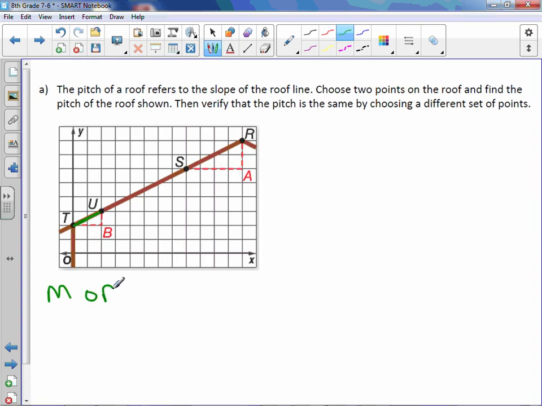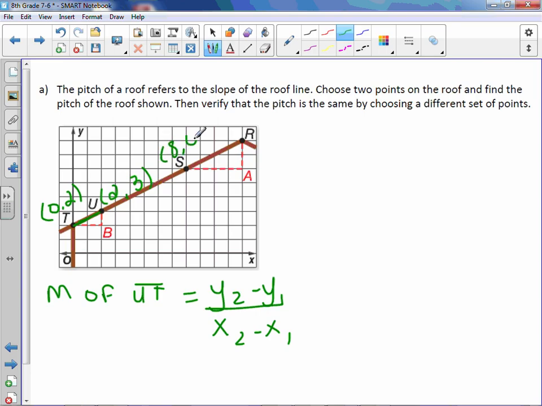So slope of UT. And we are going to use our formula, y2 minus y1 over x2 minus x1. Well, it does not show our points on here, so let's write our coordinates on here. T is 0, 2. U is 2, 3. I'm going to go ahead and write S and R as well. S is 8, 6. And R is 12, 8.